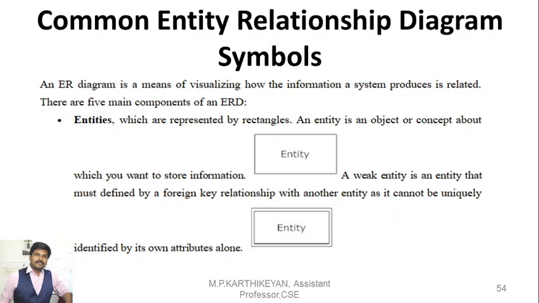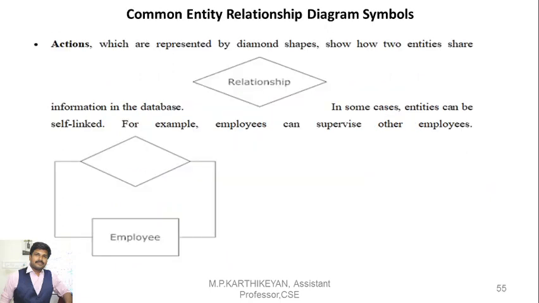And the next one is composite attributes. Actually, there are 5 kinds of attributes available: simple attribute, composite attribute, derived attribute, single value attribute, and multi-value attribute. The various concepts of attributes, the disadvantages and advantages, we will see in the next class. So this is what we have seen so far.